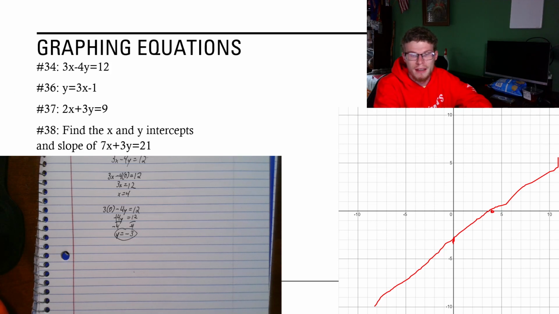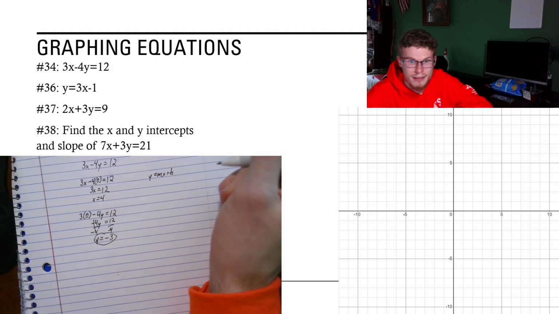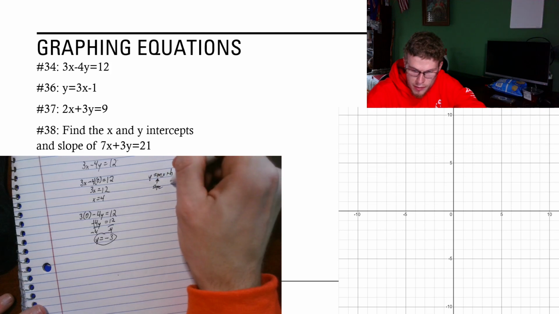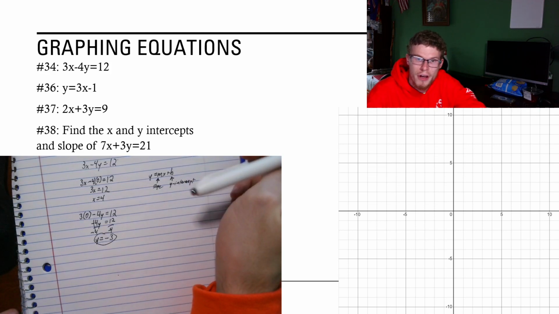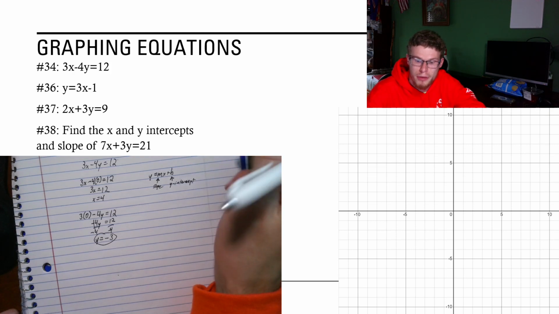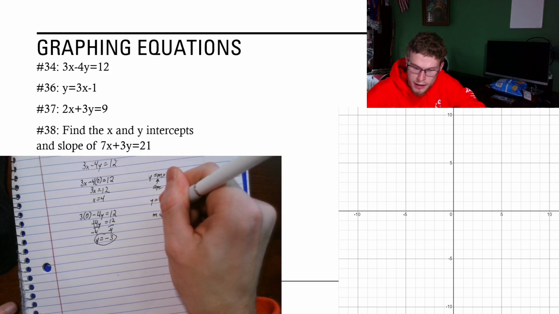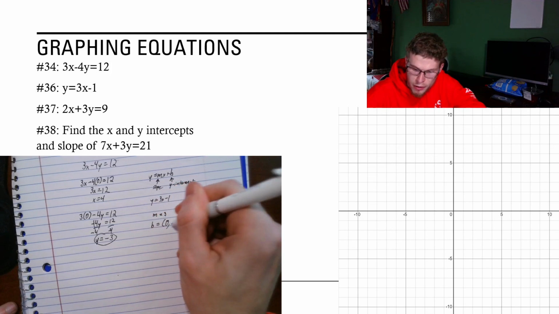Now let's clear it off and let's try slope-intercept form. Slope-intercept form is always set up such as y equals mx plus b. M is your slope. B is your y-intercept. So if you know that y equals 3x minus 1, I know that my slope is 3, and my y-intercept is at 0, negative 1.